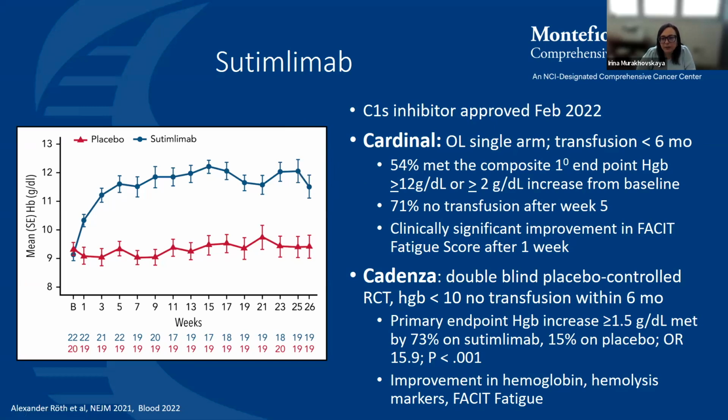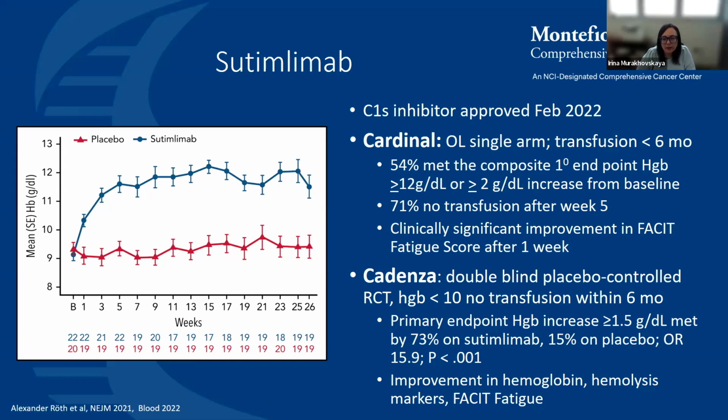In patients who received sutimlimab, 54% met the composite primary endpoint of hemoglobin greater than 12 grams per deciliter or greater than 2 grams per deciliter increase from baseline. And 71% of patients achieved transfusion independence after week 5. These findings were accompanied by clinically significant improvement in FACIT-Fatigue score after week 1.